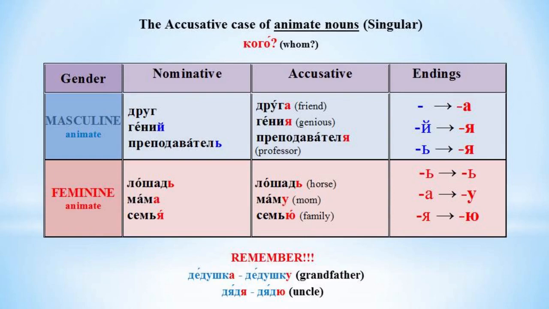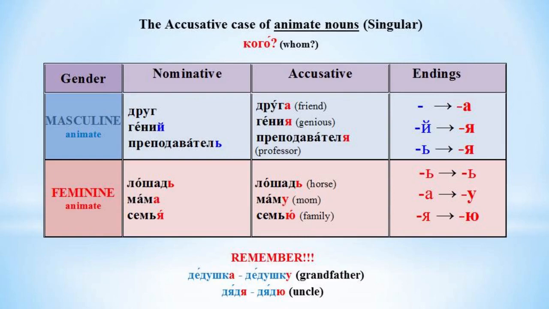So, animate nouns in the accusative case answer the question кого, whom. And now let's take a look at the table. Here you can see masculine animate nouns and feminine animate nouns. So, those masculine nouns that end with a consonant, for example, друг. In the accusative case, we will add letter а. So, друга. Those masculine nouns that end with letter й, in the accusative case, we will remove letter й, and instead of it, we will put letter я: гения. So it was гений and will be гения.